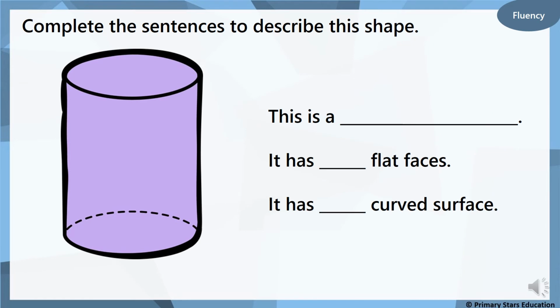Okay, now complete the sentences to describe this shape. This is a, it has how many flat faces and how many curved surfaces. You can pause it now to work it out at home. Let's check and see if you got this one right. This is a cylinder. It has 2 flat faces and it has 1 curved surface that goes all the way around the shape.